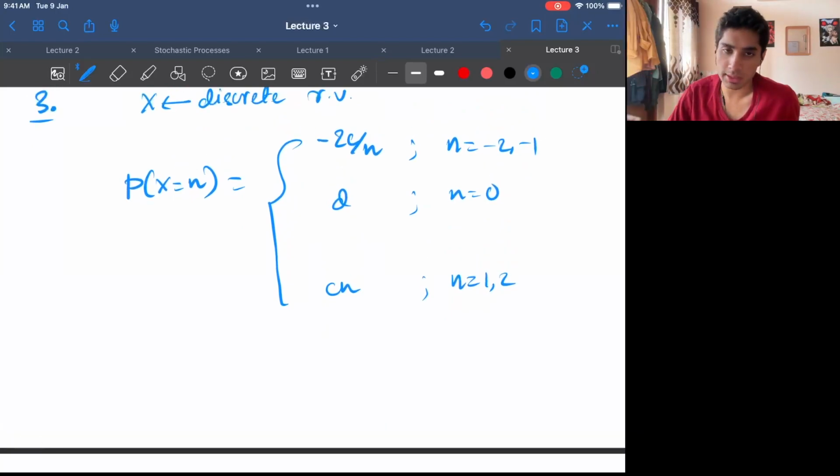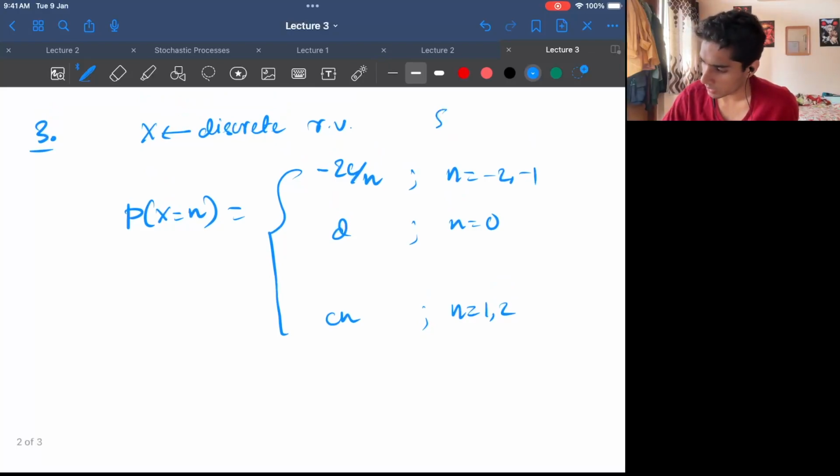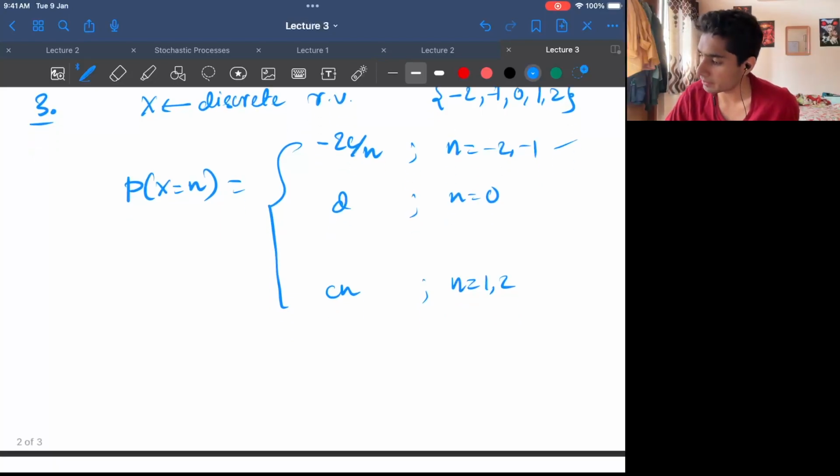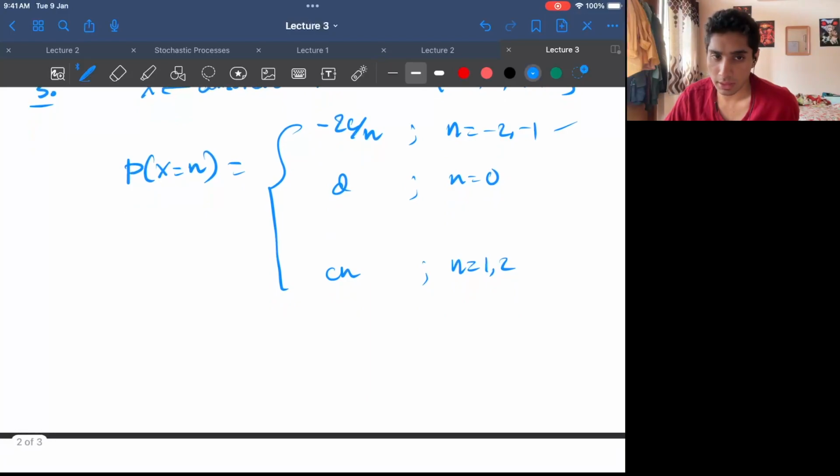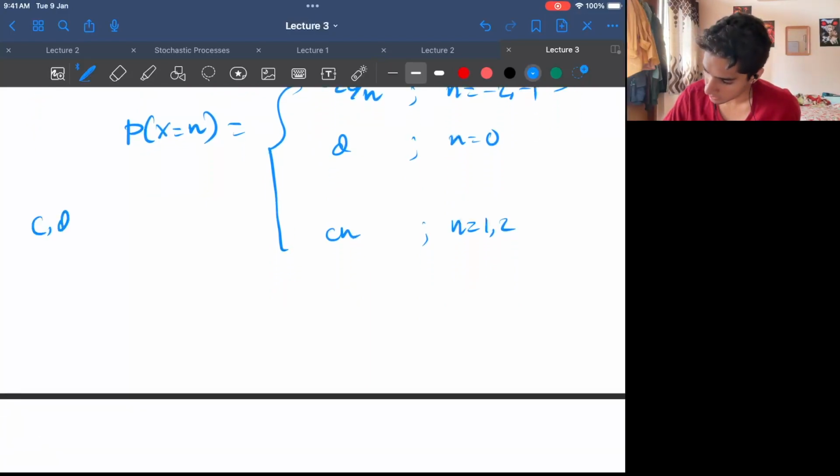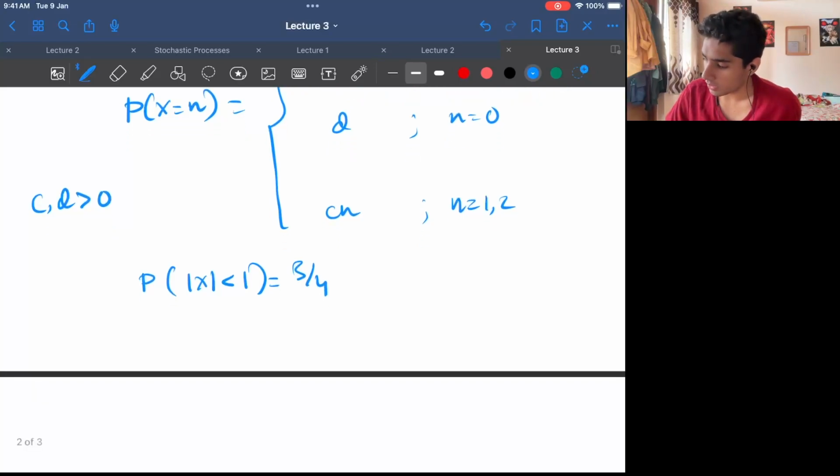So x is a discrete random variable. It can take values in the set minus 2, minus 1, 0, 1 and 2, and the probability at each of these points is given to us in this description, right? It is given to us that c and d are positive real numbers. Another thing given to us is that the probability that mod x is less than 1 is equal to 3 by 4. We are asked what are the values of c and d.